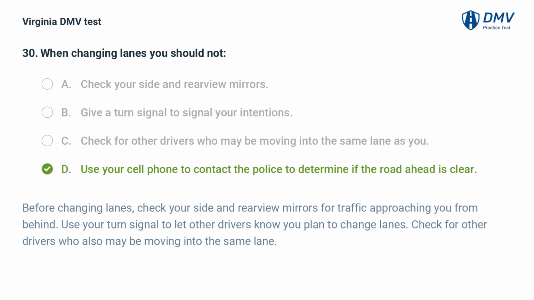Before changing lanes, check your side and rear view mirrors for traffic approaching you from behind. Use your turn signal to let other drivers know you plan to change lanes. Check for other drivers who also may be moving into the same lane.